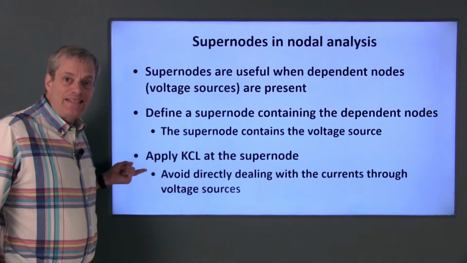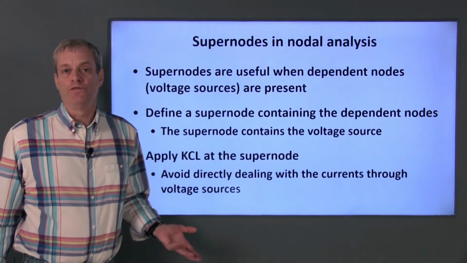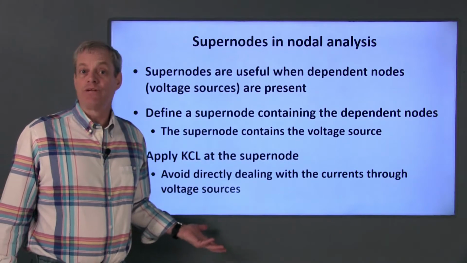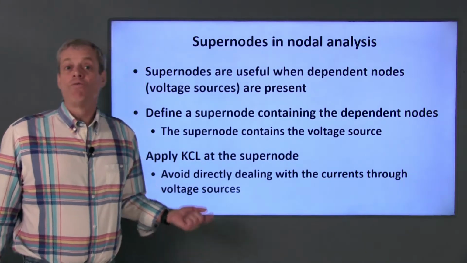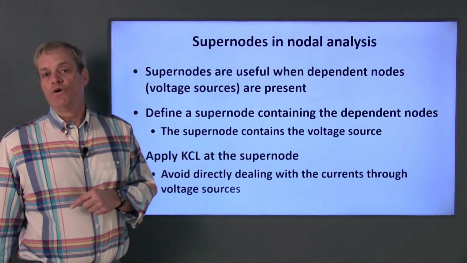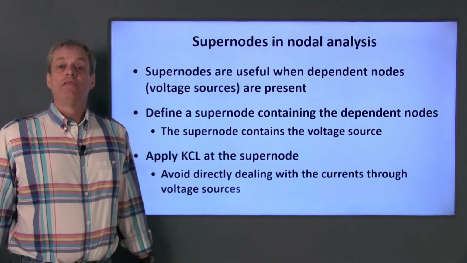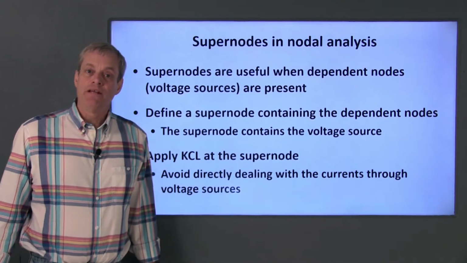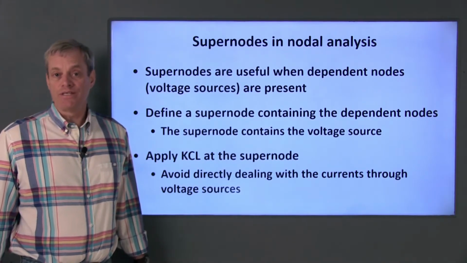Then you apply KCL to the entire supernode, so you sum all of the currents entering or leaving the supernode rather than at each of the individual nodes inside the supernode. The advantage of this is that you eliminate the currents through the voltage sources as unknowns.